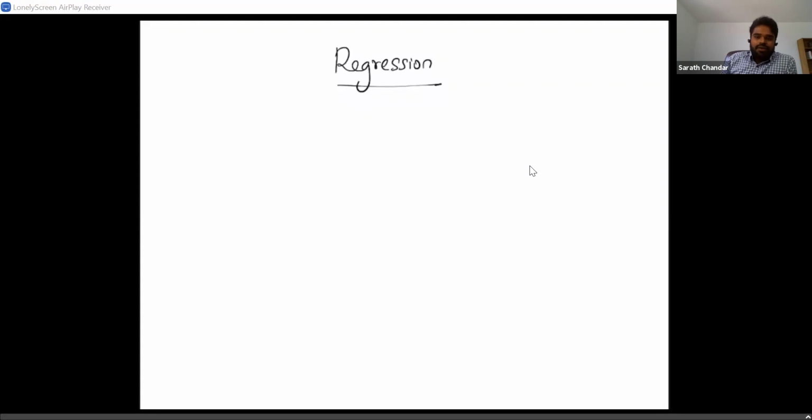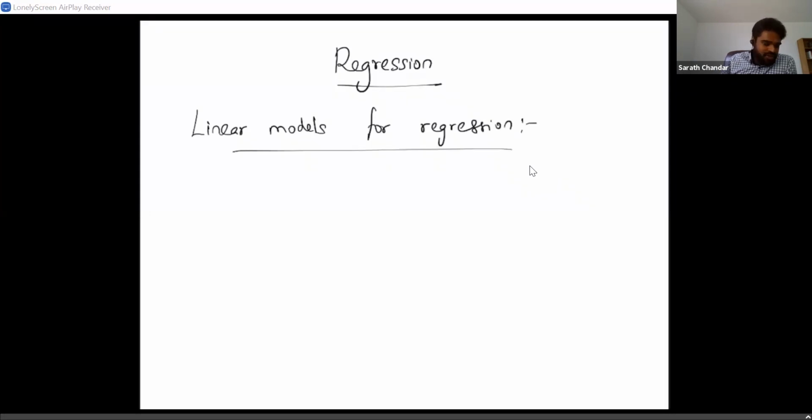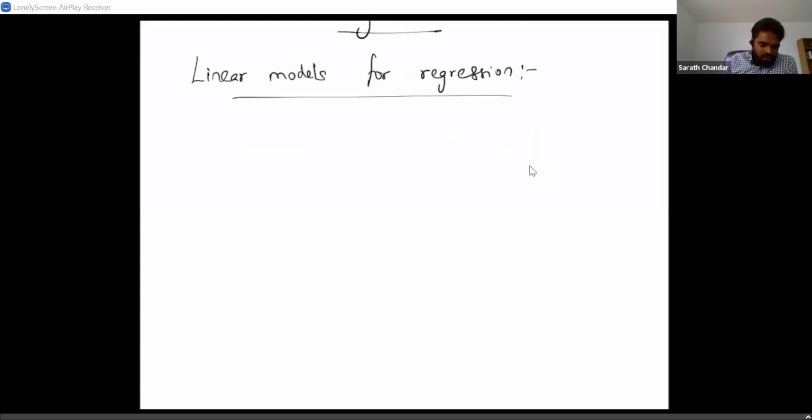Okay, so maybe let's continue. So we are going to look at regression, but in more detail. Okay, so specifically, we'll first start with linear models for regression. Now this is a recap. The simplest model that we have seen so far is linear regression.